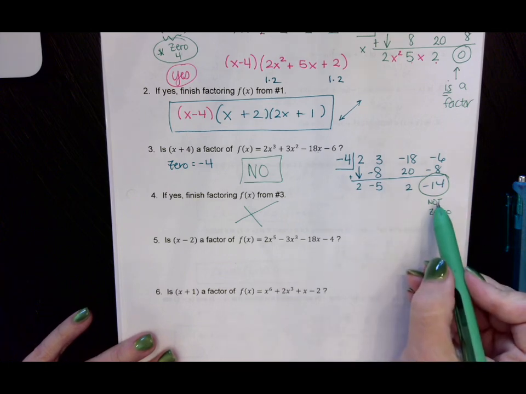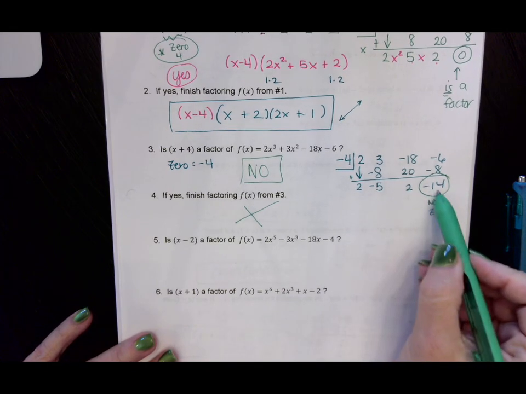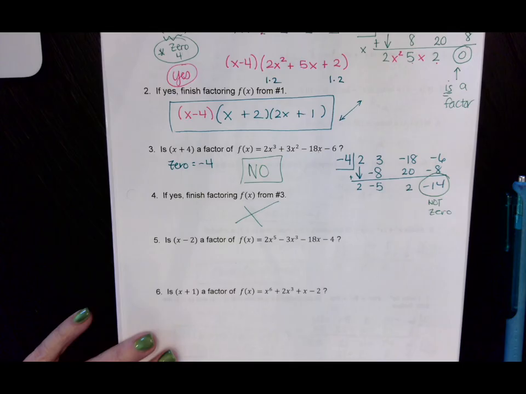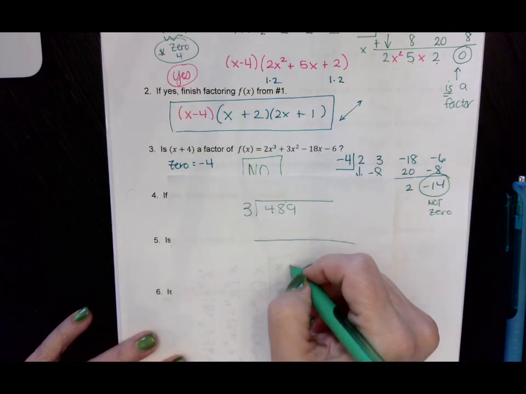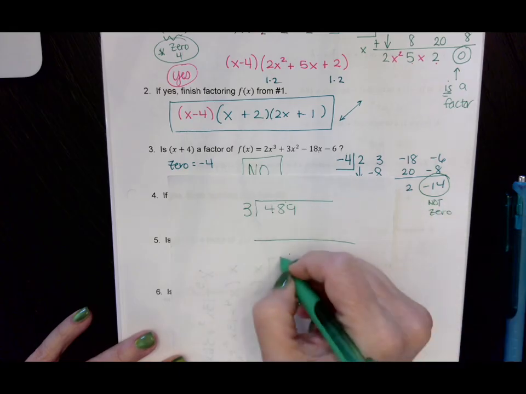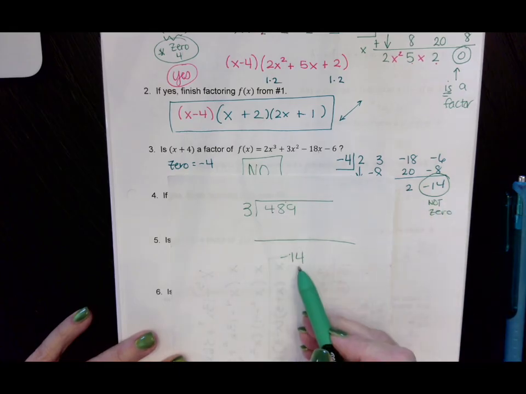Now, really what I have here is like saying I have a remainder. If I was to go back and actually solve this problem right here, and you get down to the bottom and you have some number that's left right here, like in this case, let's say it was negative 14, we would say that this is a remainder. Well, if we have a remainder, it can't be a factor.